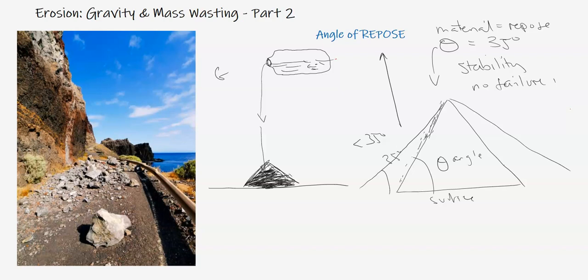However, if the angle is increased to above 35 degrees, then you will have instability and an increased chance of failure, with a certain kind of motion, a certain kind of speed, and a certain kind of material that would dictate the mass wasting method that will come down the slope. So the angle of repose is very important to consider when looking at gravity and erosion.